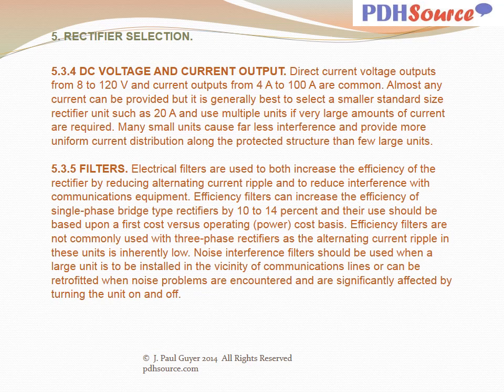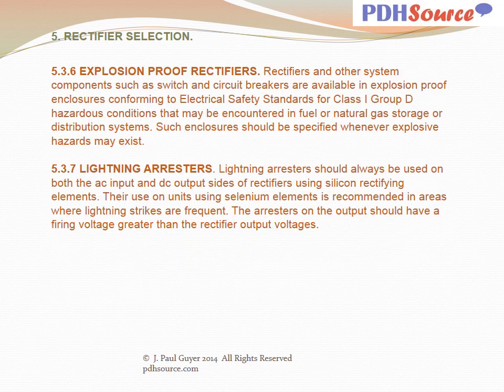Noise interference filters should be used when a large unit is to be installed in the vicinity of communications lines or can be retrofitted when noise problems are encountered and are significantly affected by turning the unit on and off. Rectifiers and other system components such as switches and circuit breakers are available in explosion-proof enclosures conforming to electrical safety standards for Class 1 Group D hazardous conditions that may be encountered in fuel or natural gas storage or distribution systems. Such enclosures should be specified whenever explosive hazards may exist.